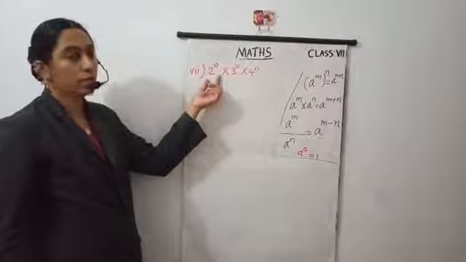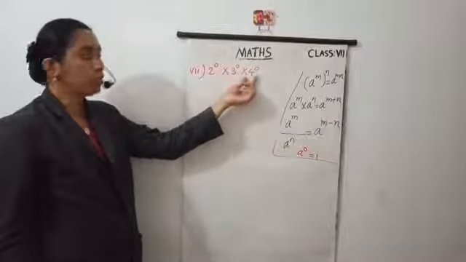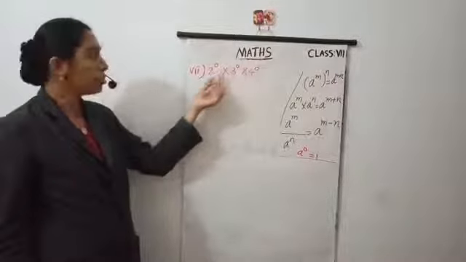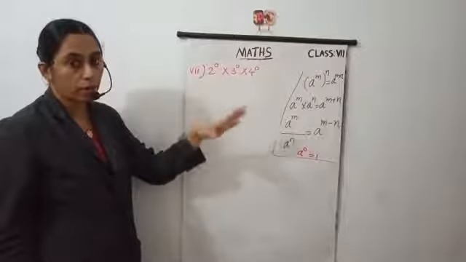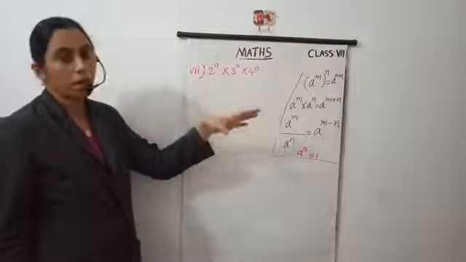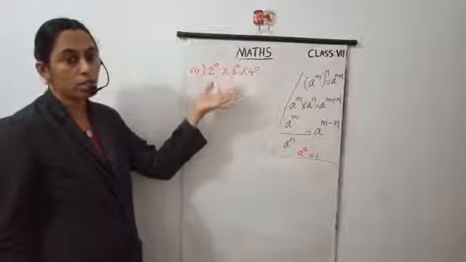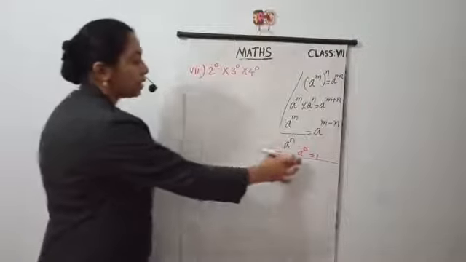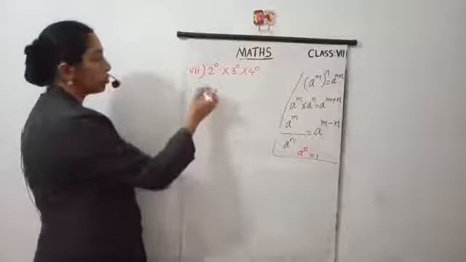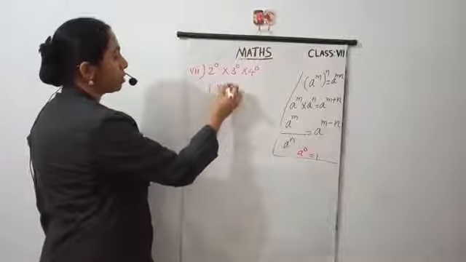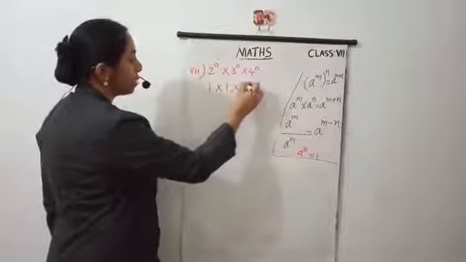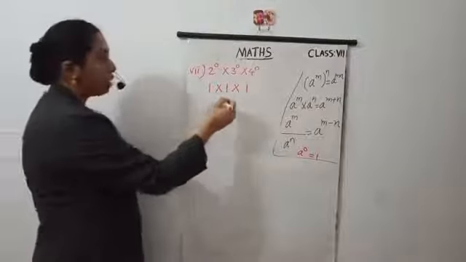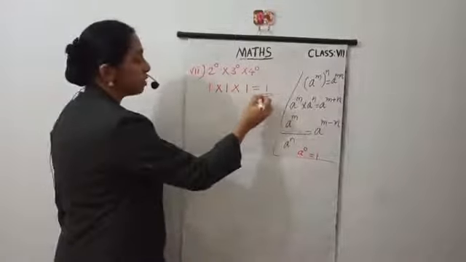Now next question 7. 2 raised to 0 into 3 raised to 0 into 4 raised to 0. Previous question is 2 raised to 0 plus 3 raised to 0 plus 4 raised to 0. Previous question is for addition and this question is for multiplication. And a raised to 0 equal to 1. So 2 raised to 0 is 1 into 3 raised to 0 is 1 into 4 raised to 0 is 1. 1 into 1 into 1, we get the final answer 1.